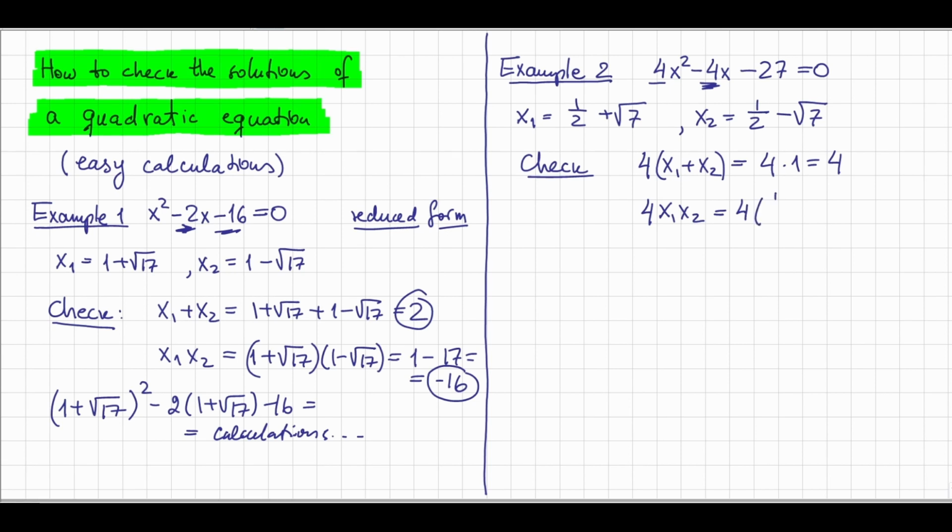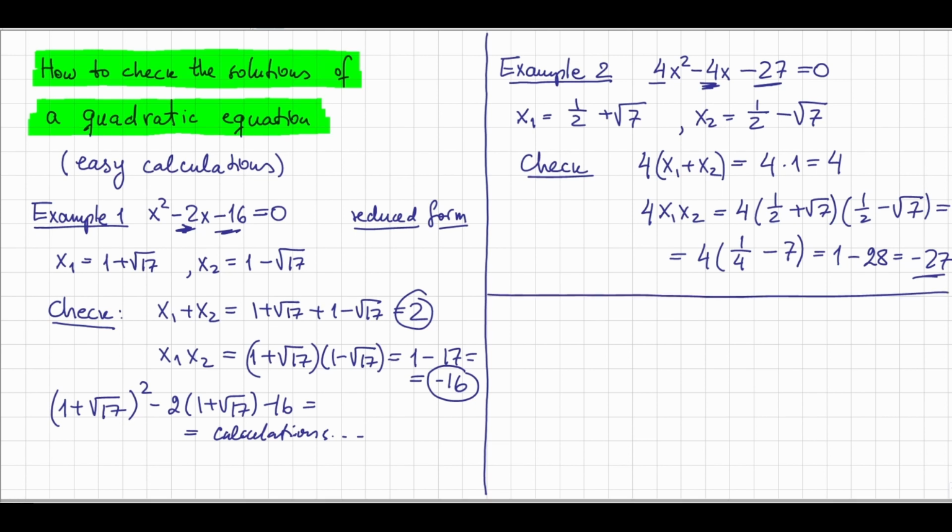Calculating that, and using the same formula, where the sum times the difference of two numbers is the same as the difference of their squares, it comes out as the square of 1/2, which is 1/4, minus the square of the square root of 7, which is 7, which comes out as 1 minus 28, that is minus 27. Comparing that to the third coefficient, we see that we are right, and these are the correct solutions. So that's how you do that in the two examples.